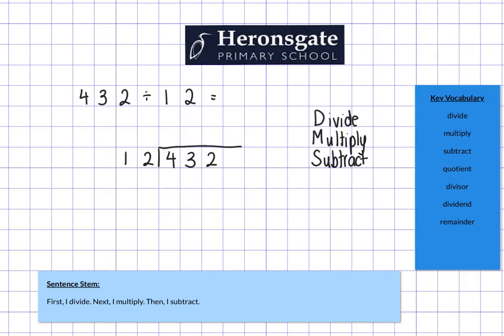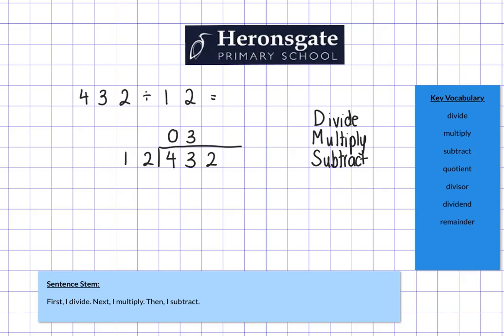So first things first, I'm going to say 4 divided by 12. In this case, a placeholder is going to be needed. And I'm going to need to regroup to the next column. So I now have 43 divided by 12. In this case, 43 divided by 12 is 3.